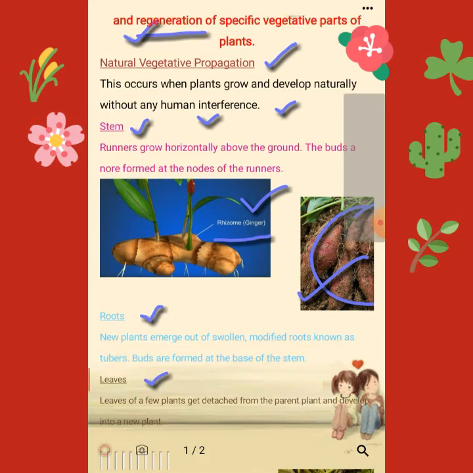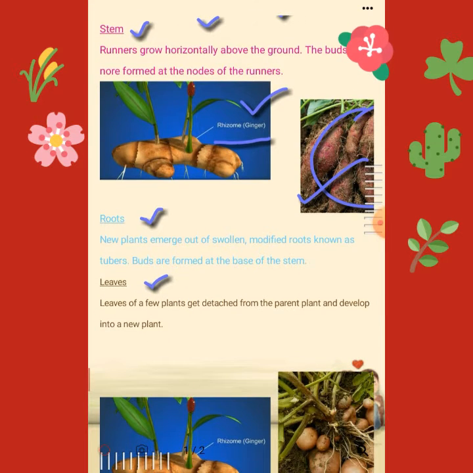So that is about the root one. You can check here, new plants emerge out of swollen or modified roots known as tubers. Buds are formed at the base of the stem. So in that case, it can happen in the same way. So roots can develop, and from the roots area, in the erect direction, the stem part can be developed.